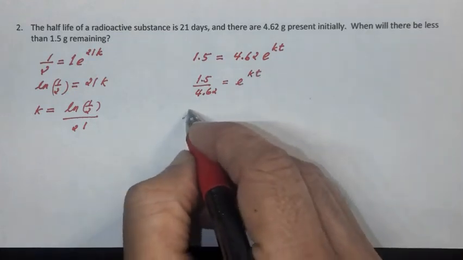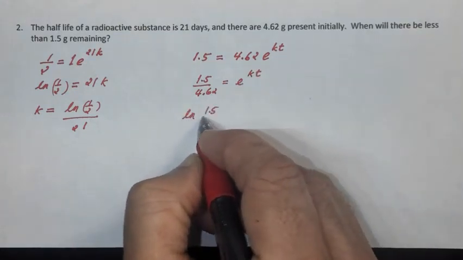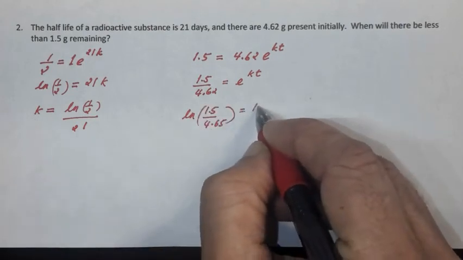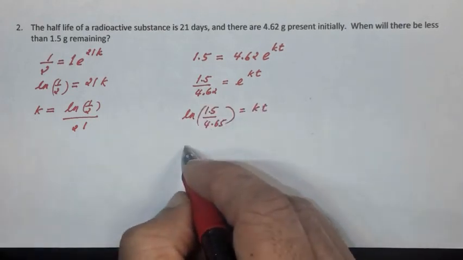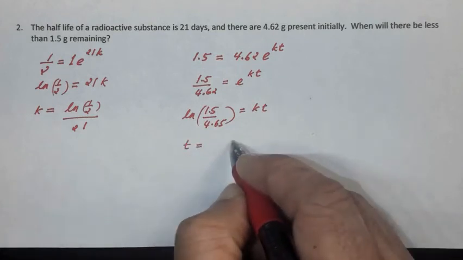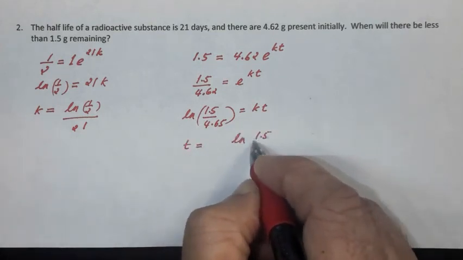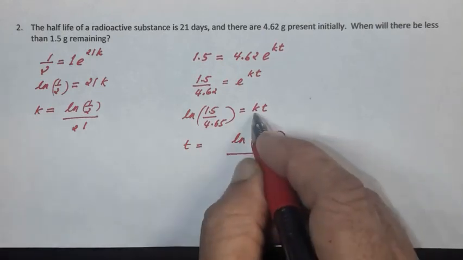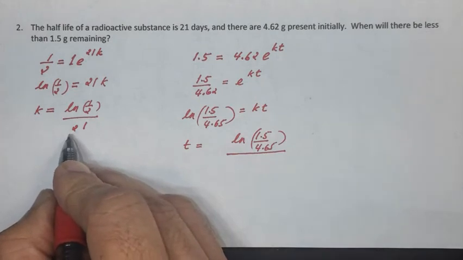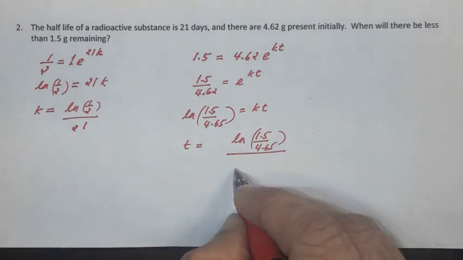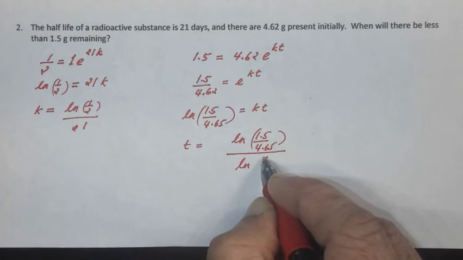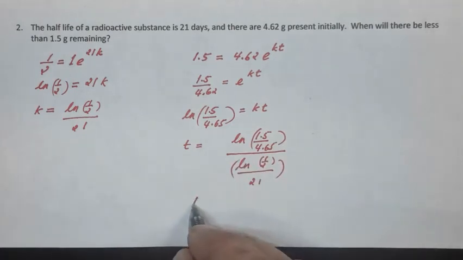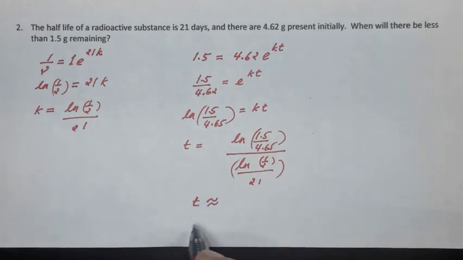Apply a natural log on both sides, so ln of 1.5 divided by 4.62 is equal to kt, or t is equal to ln of 1.5 divided by 4.62, divided by k. But k is this quantity right here, so that's going to be ln 1/2 divided by 21.